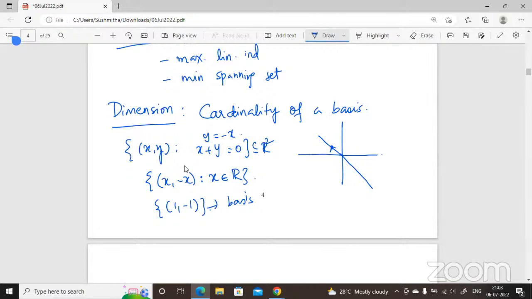Ma'am, here I have a confusion. According to the definition of basis, it should be a spanning set and linearly independent. Yeah. But in this question, it is not linearly independent because... why not?